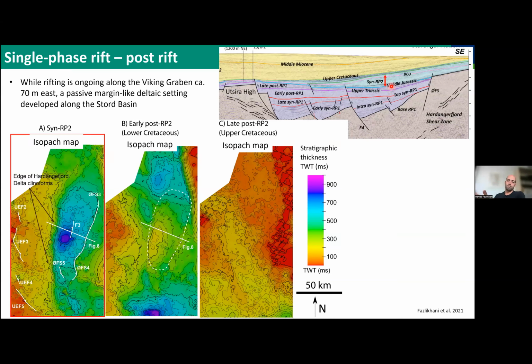So tectonically, the basin goes into quiescence, with no more tectonic activity, and then receives input from the Norwegian mainland. During the Lower Cretaceous, a second deltaic system develops farther north, and later during the Upper Cretaceous we fill up the basin, and the thickness difference is less than 200 milliseconds here.